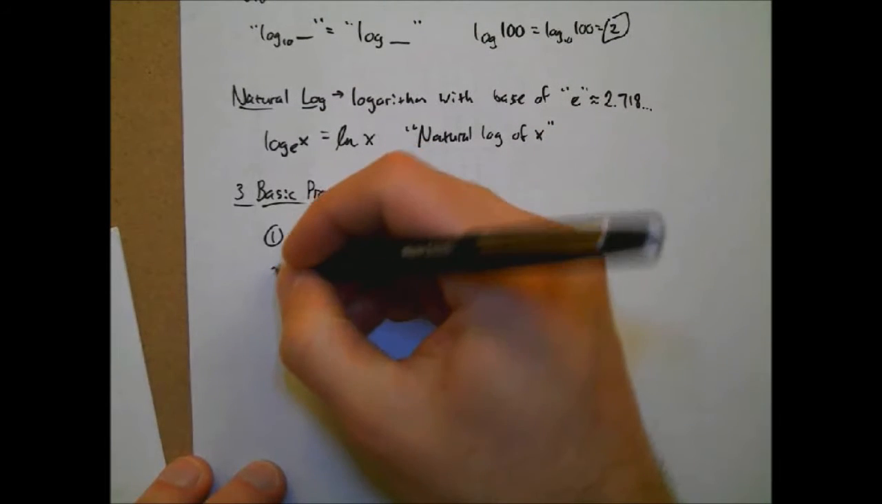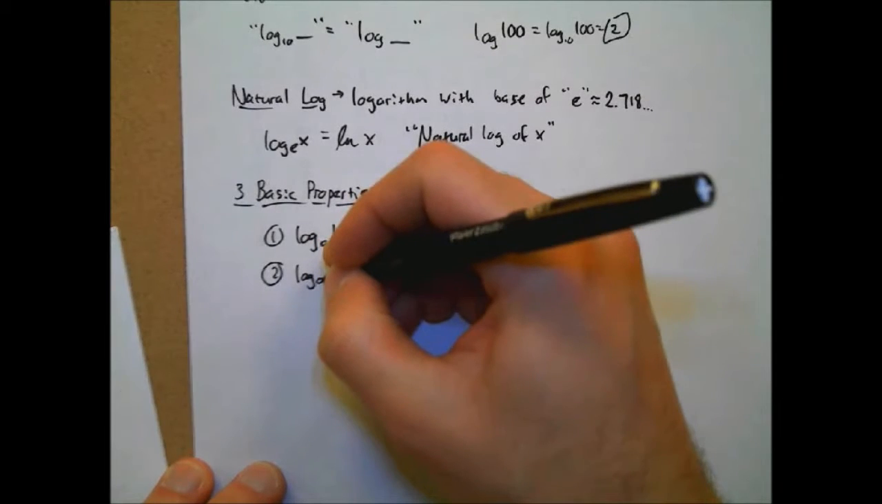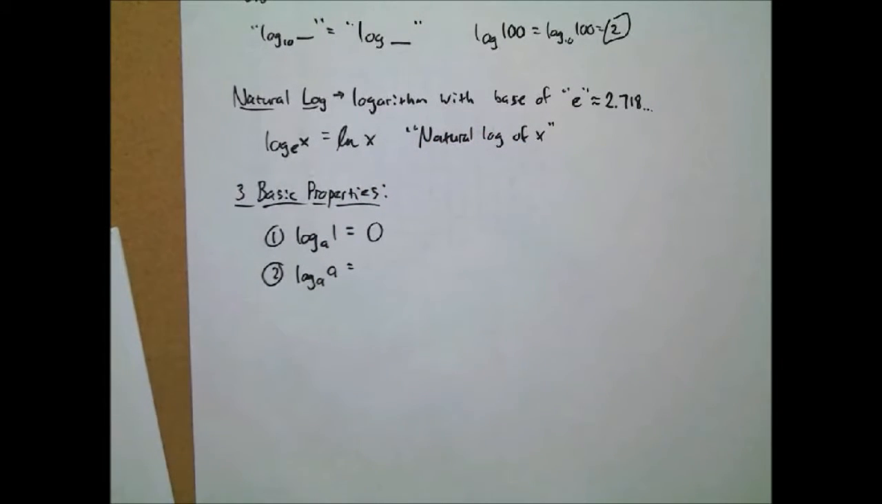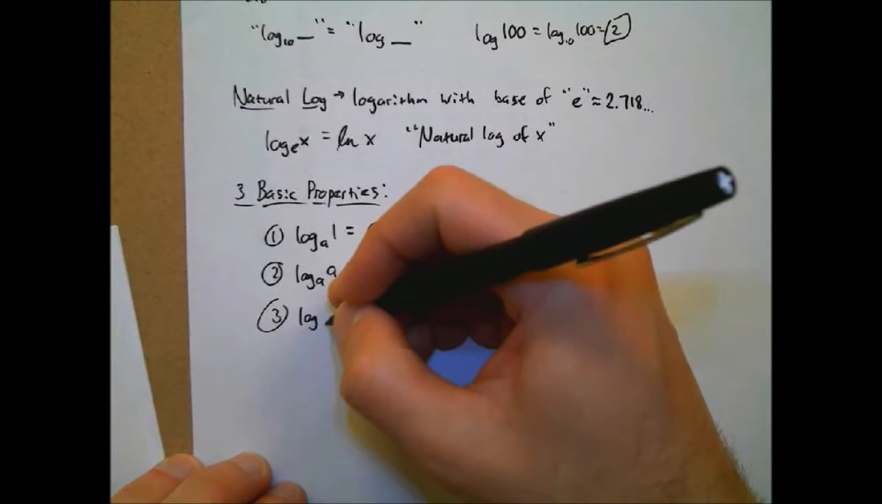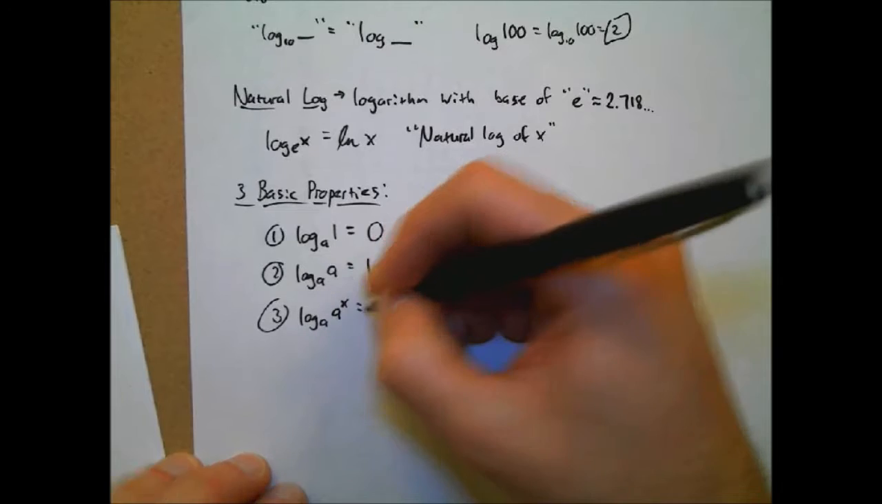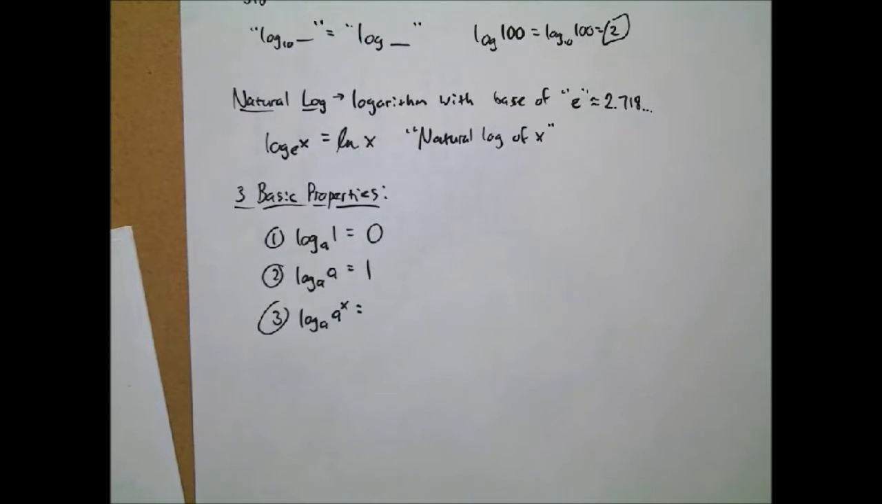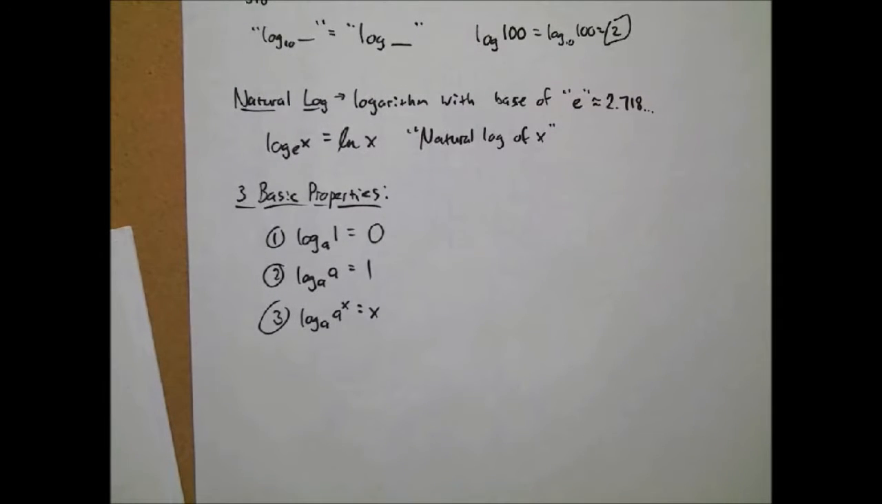Second basic property, log base a of a. A to what power gives us a? 1. One more basic property: log base a of a to the x. A to what power gives us a to the x? X power, exactly right. Pretty straightforward stuff, maybe not even worth mentioning.